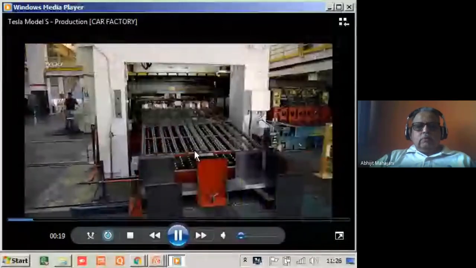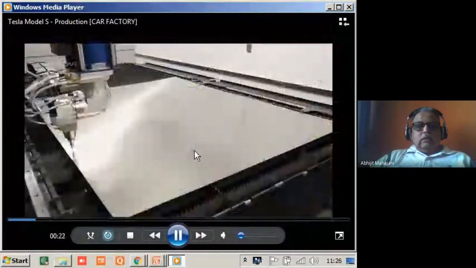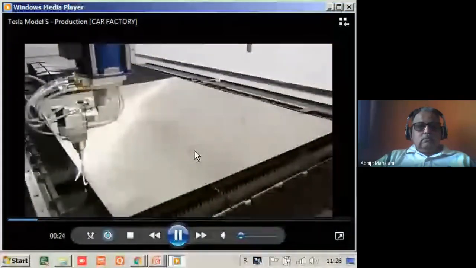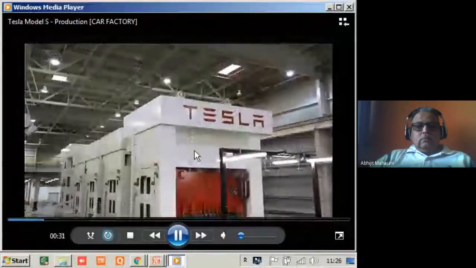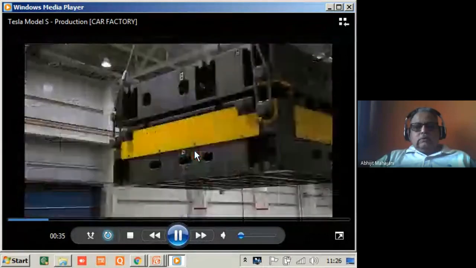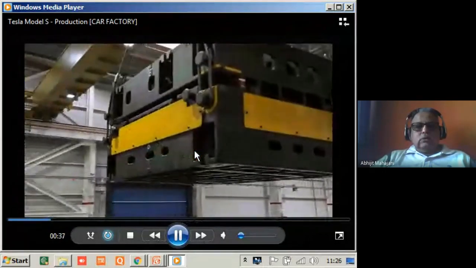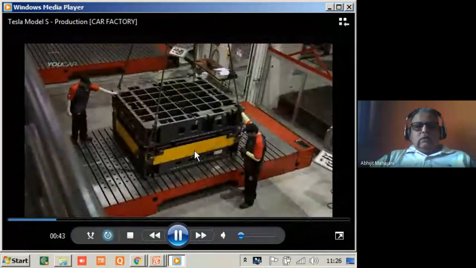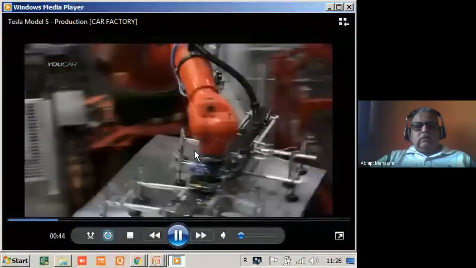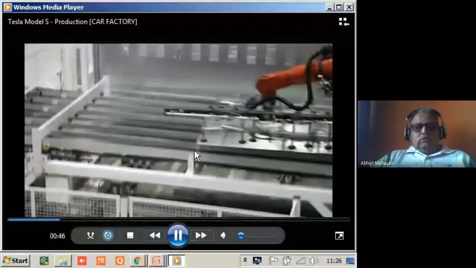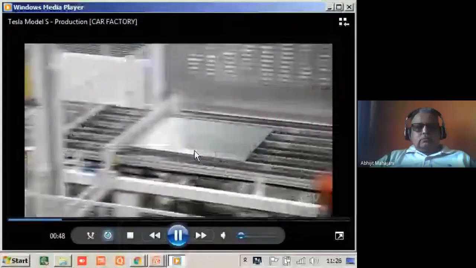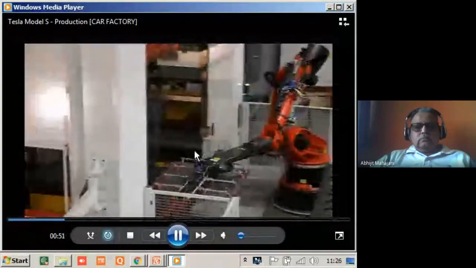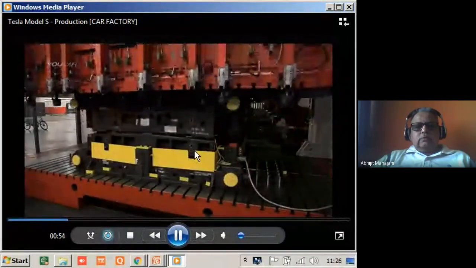This is the press shop where the blanking is done. So you can see there are so many robots inside which do the transfer of components within presses. And this is changing of the die. Once the die is set, you will see no one here. It's completely automatic.